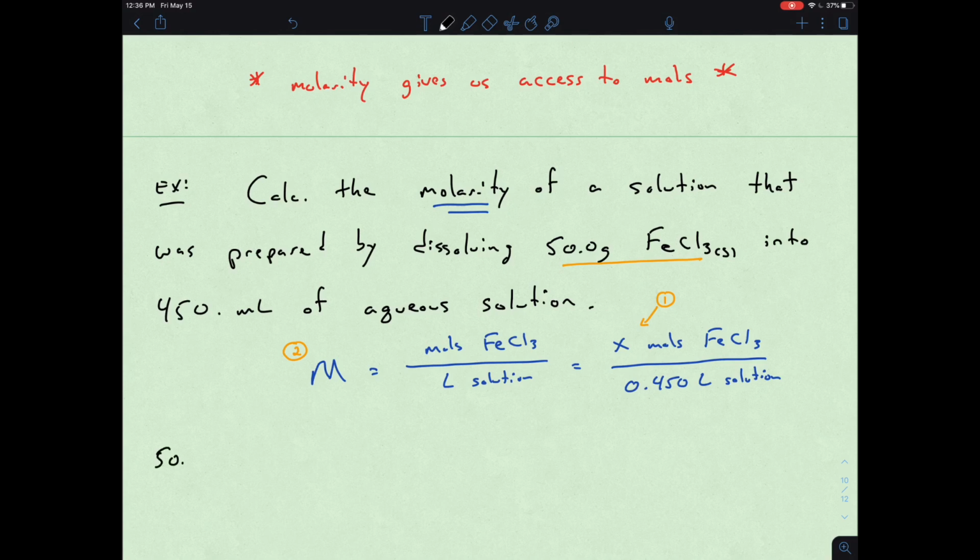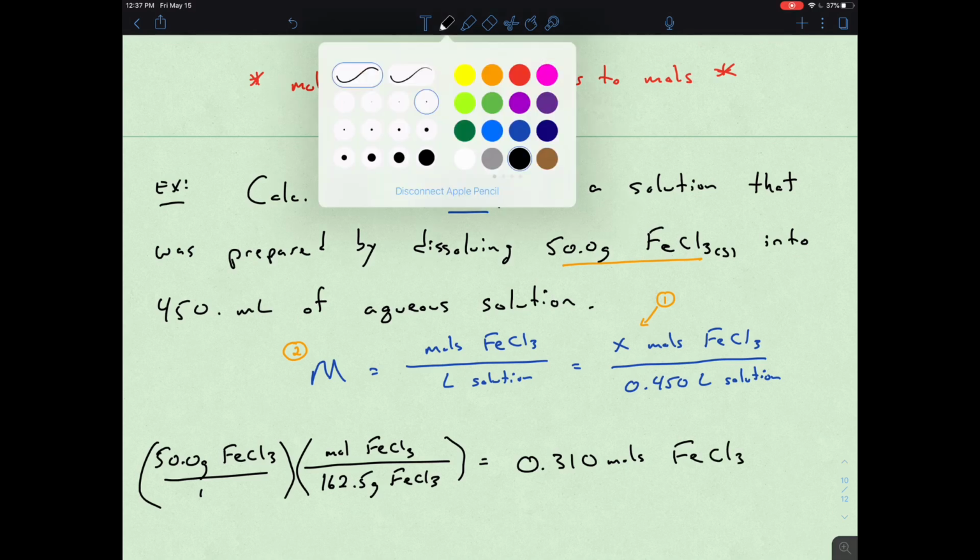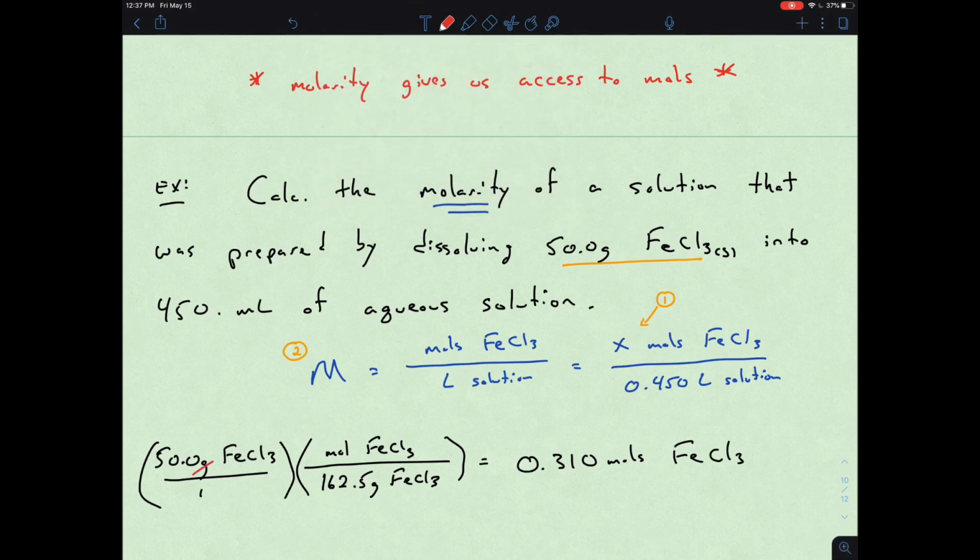So we would start with the mass and divide by the molar mass of 162.5 grams per mole. And so we have 0.310 moles of our ferric chloride as a result of that conversion from mass into moles.